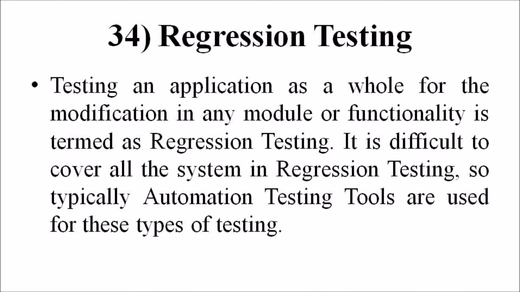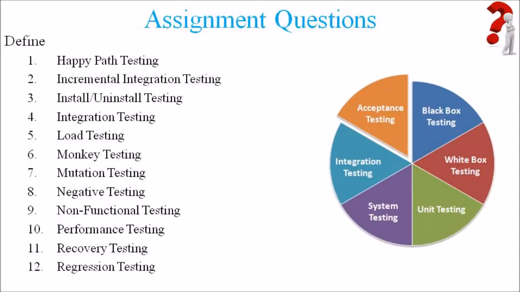And the next mode of testing is regression testing. Testing an application as a whole for the modification of any module or functionality is termed regression testing. It is difficult to cover the whole system in regression testing, so typically automation testing tools are used for this type of testing. So my dear students, we have discussed some of the testing mechanisms available in software engineering.